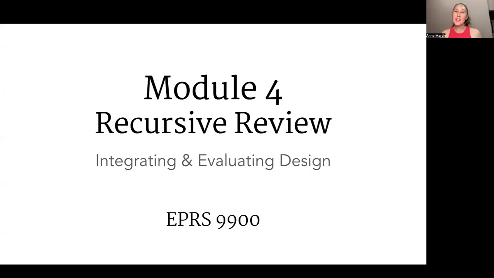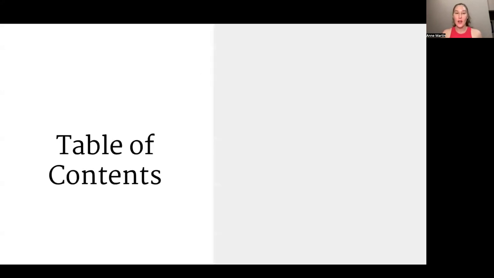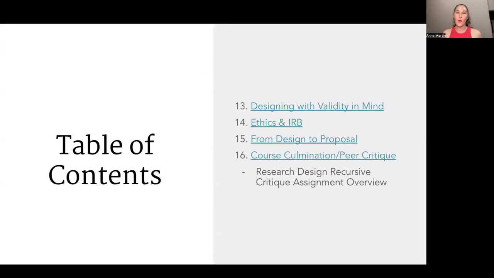Hi, everyone. So we are going to be moving into Module 4, which is all about a recursive review, that iterative process, and interrogating and evaluating your design. So in this module, we are going to cover validity and how the idea of validity comes up throughout your design. We're going to talk about ethics and IRB, and then talk about how your design will show up in a proposal, and then, of course, our course culmination.